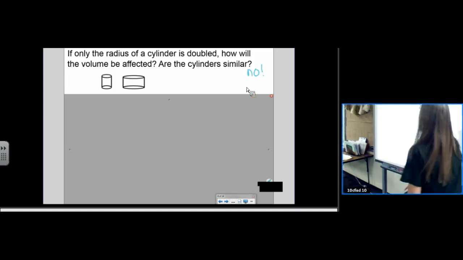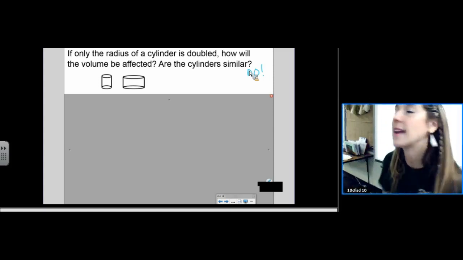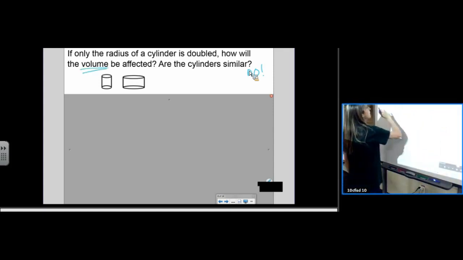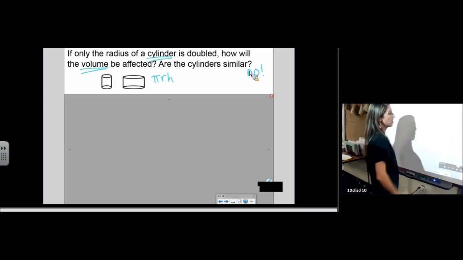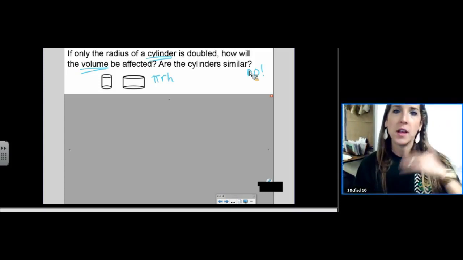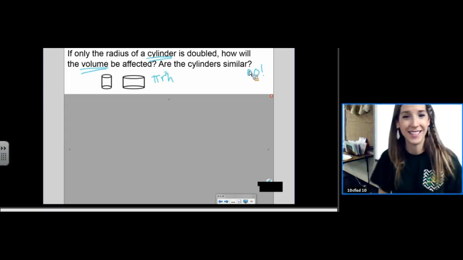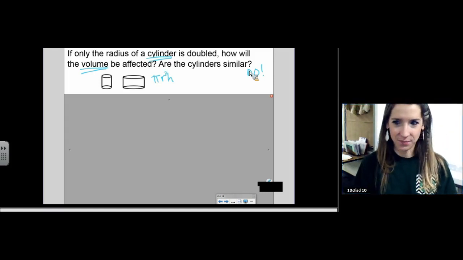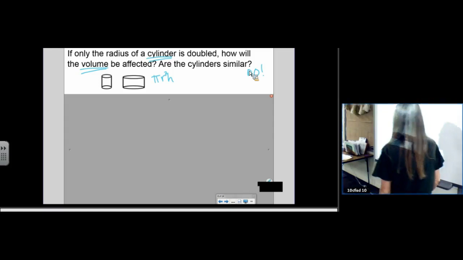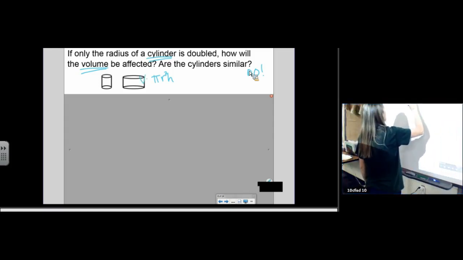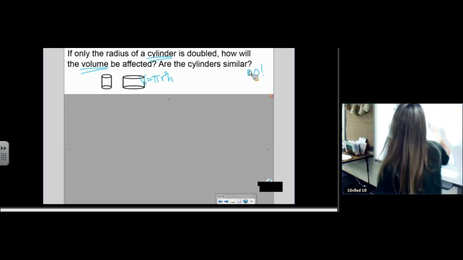No. All right, so this is what I call formula manipulation. Do it with me. What you need to do first is write down the formula for volume of a cylinder. I don't want you to write down base times height. I want you to go ahead and write down the formula with the actual correct base. Pi r squared h. Alrighty. So that's our original one. That's the volume of the original cylinder. I'm going to do volume subscript 1. Volume sub 1.